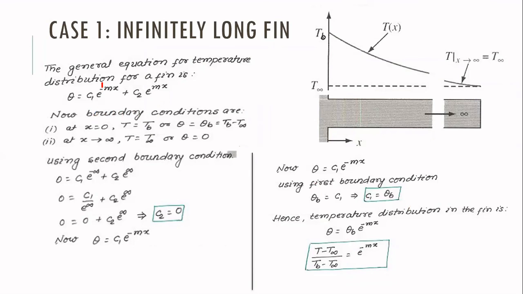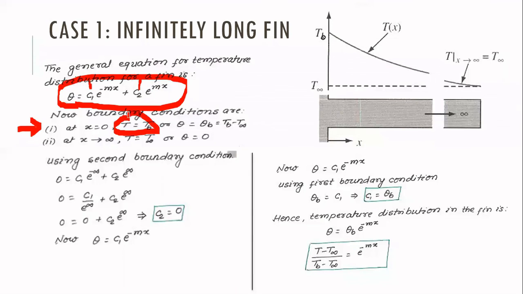Now here this is the first case of fins. We had this general governing equation for temperature distribution. In order to find out the values of C1 and C2, we took different boundary conditions. Here the first boundary condition says that at x is equal to 0, T is equal to TB. So we are giving you the temperature value at a particular point. Tell me, this is the boundary condition of which type? First kind, second kind or third kind? This is the boundary condition of first kind because the temperature value is known at x is equal to 0.